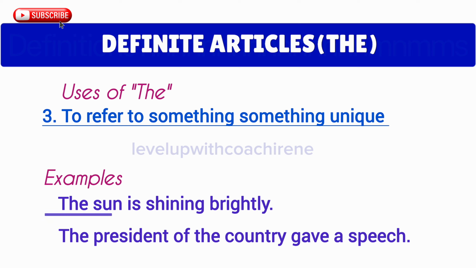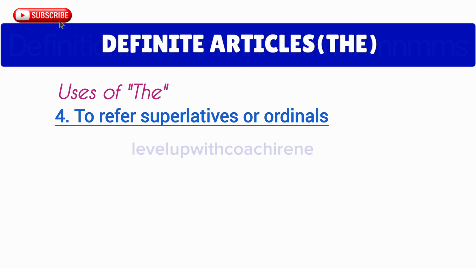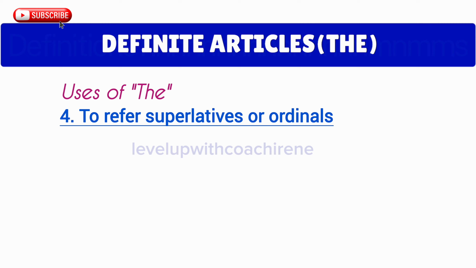For example, the sun is something one of its kind. The president, you can only have one president in a country. So, because they are unique, use the. Number 4, the is used when referring to superlatives or ordinals.